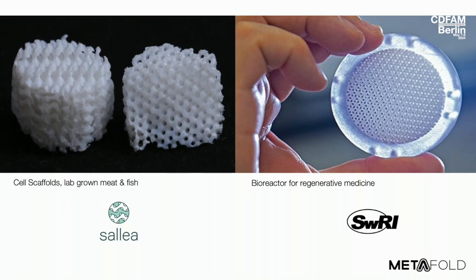And to motivate this, I'll look at a couple examples in the biomanufacturing space. So these are two of our customers. One is Salia, a Swiss startup making cell scaffolds for lab-grown meat and fish. And the other is SWRI, which is a research institute that is making a bioreactor, which is totally mind-blowing, that grows human stem cells. So this has the potential to really transform the regenerative medicine industry. This was recently featured on the Cool Parts show if you want to learn more about that, by the way.